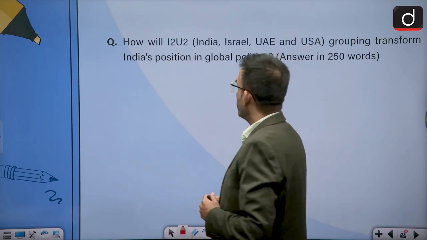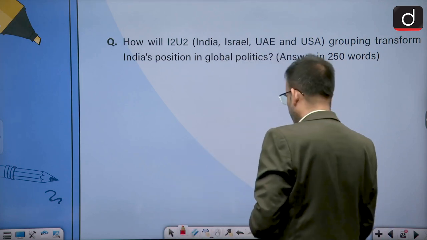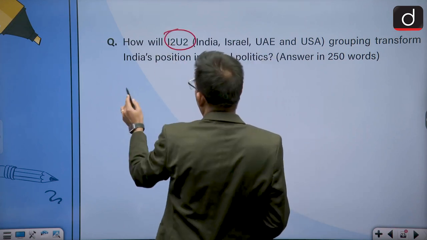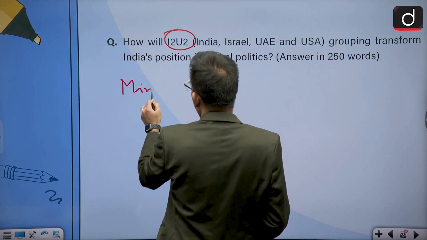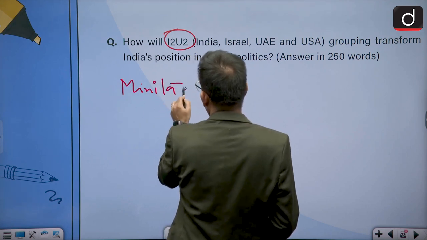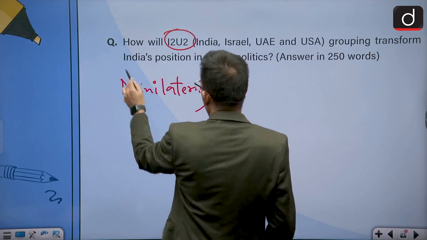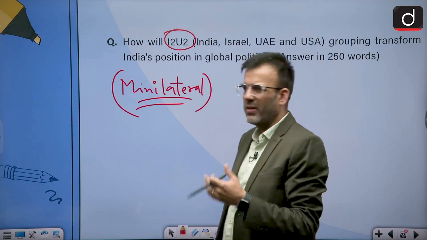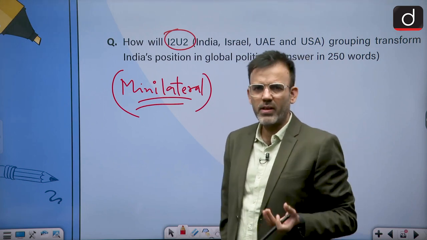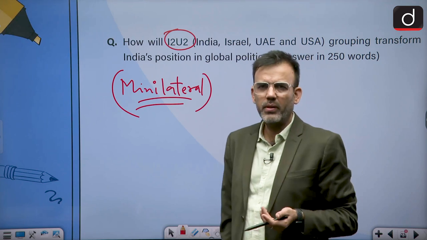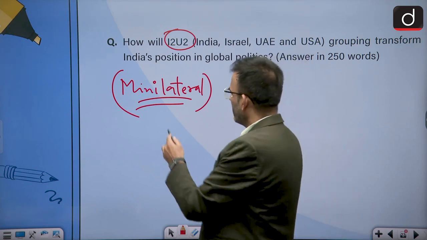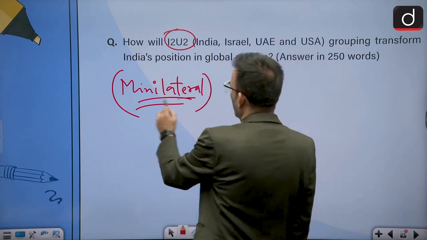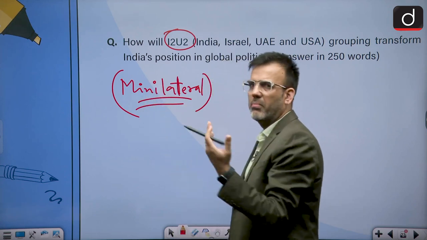So, the next question is about a very recent grouping. The term used for this is mini-lateral. There are trilaterals, there are quadrilaterals: when three countries join hands for a strategic purpose, or four countries come together, it is called a quadrilateral. These three, four, five country groupings are technically called mini-laterals. Beyond this it becomes multilateral.